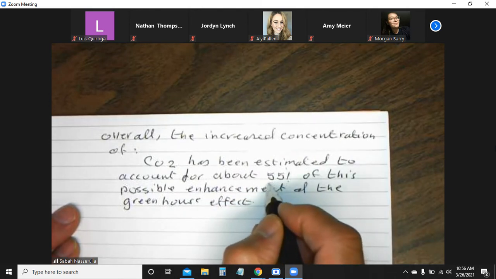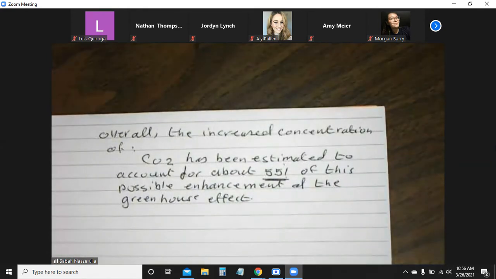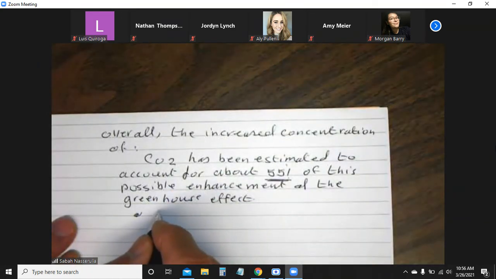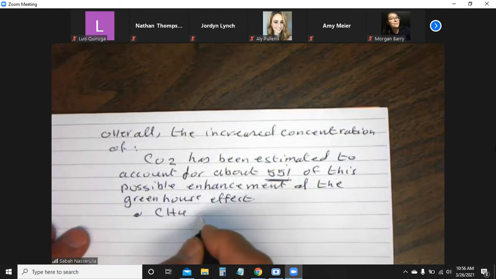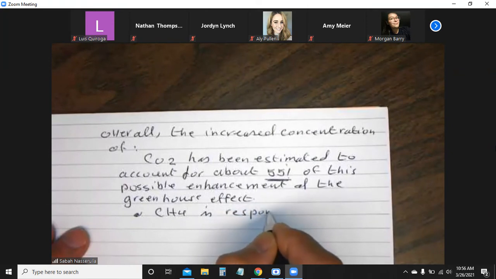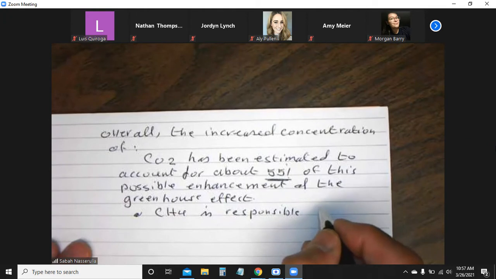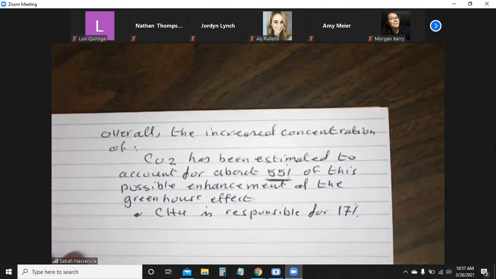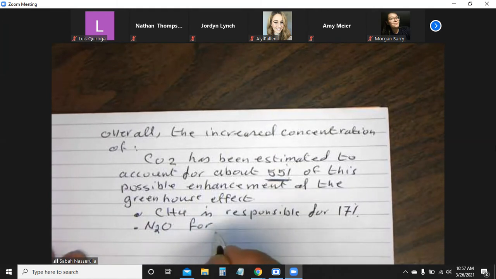Okay, in percentage, of course, it's about 55% of the carbon dioxide. Now, just to mention a point here, in case of methane, CH4, is responsible for 17%. Just to make, for example, nitrous oxide, which is the N2O, just to mention, for the possible increase of about 4-5%.